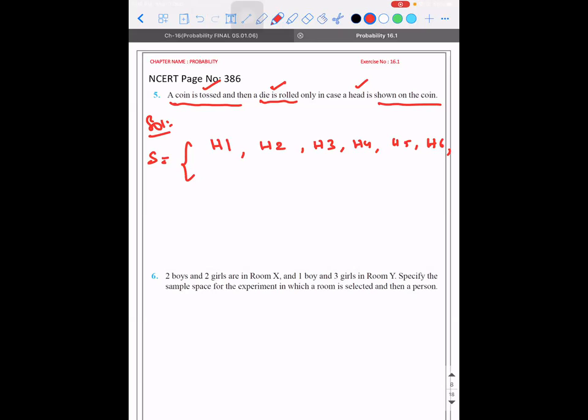If the coin shows head, here the order is important. It is H1, not 1H. Okay. So if tail comes, he will do nothing. He will leave it. That's it. Got it? So this is the sample space. Right?